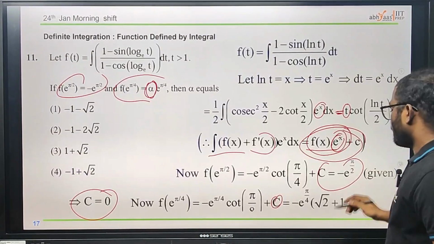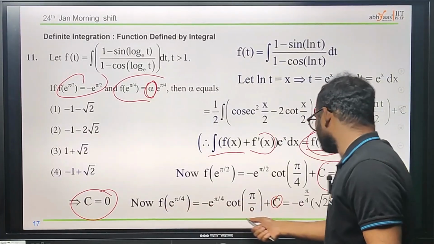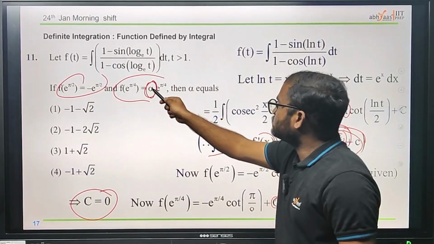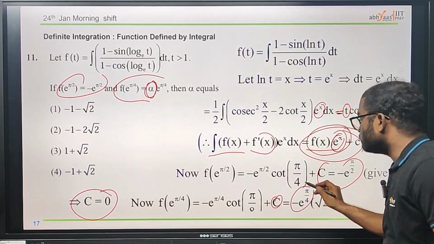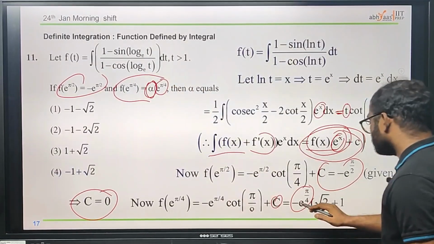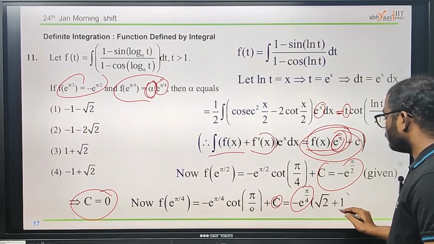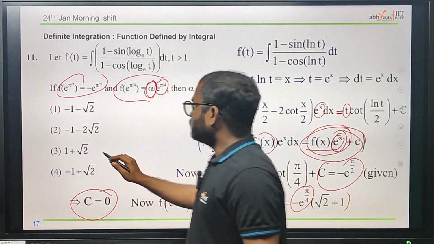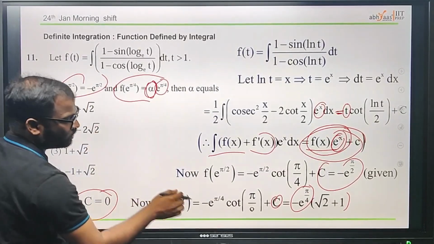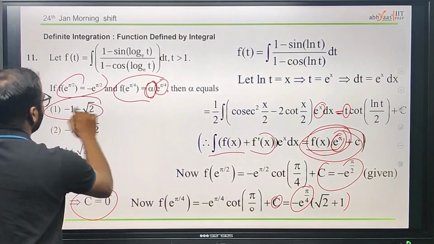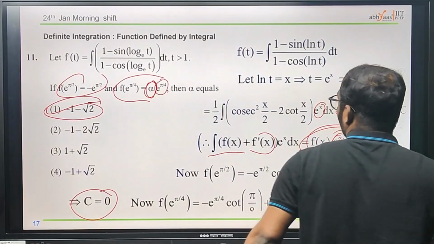Now, after substituting this one, we can easily find the alpha, which is alpha into this one, similar only. Now which is minus of minus of root 2 plus 1. I think you observe that minus root 2 plus 1, which is this one. The first option is the right answer. I hope you understood.